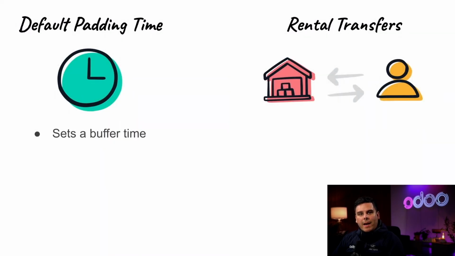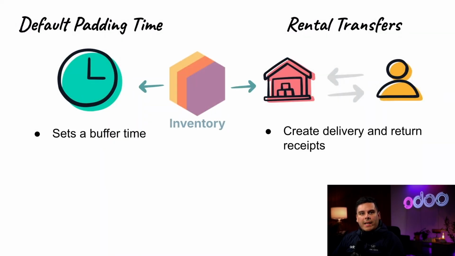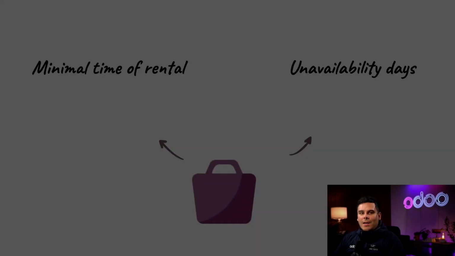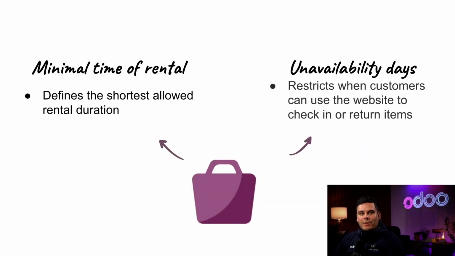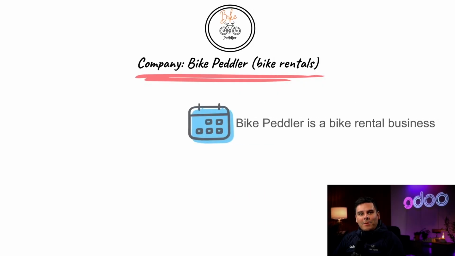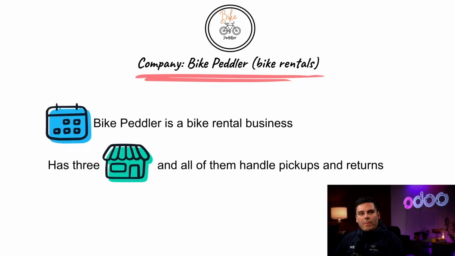Default padding time adds buffer time between rentals for tasks like cleaning or inspections. Rental transfers creates delivery and return receipts to track inventory movement between locations and customers. Minimal time of rental sets the shortest online rental duration, and unavailability days limit when customers can pick up or return rentals online. Today, I'm going to configure default rental rules for Bike Peddler, a bike rental company with 3 storefront locations.